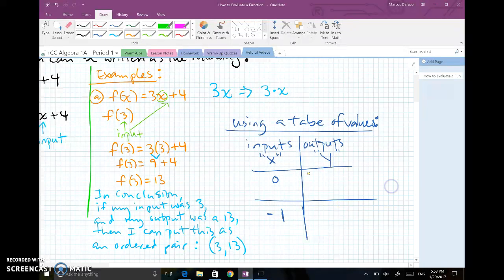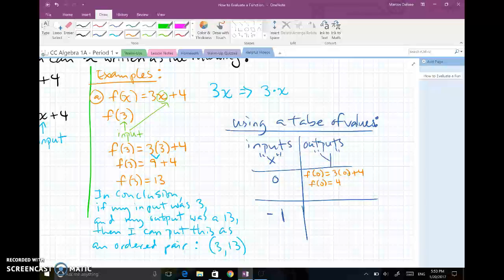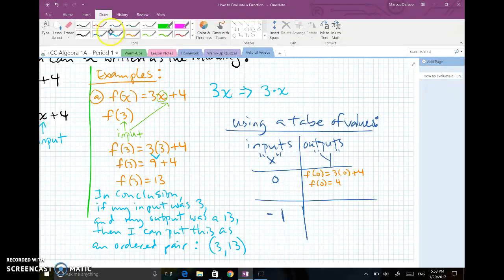This would then be f of 0 is equal to 3 times 0 plus 4. And that means when your input is 0, you get a 4, because 3 times 0 is 0, and when you add that to 4, you just get 4. Okay, so my ordered pair, and I will create an extra column, ordered pairs. My ordered pair for the first one would be 0 as my input, 4 as my output.